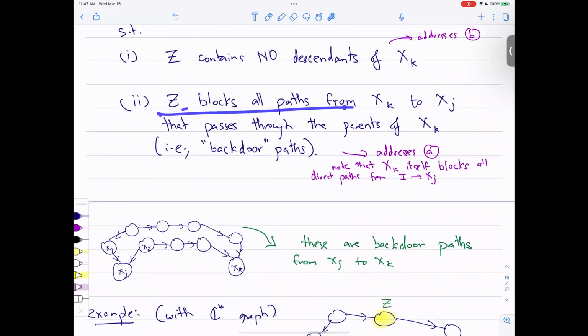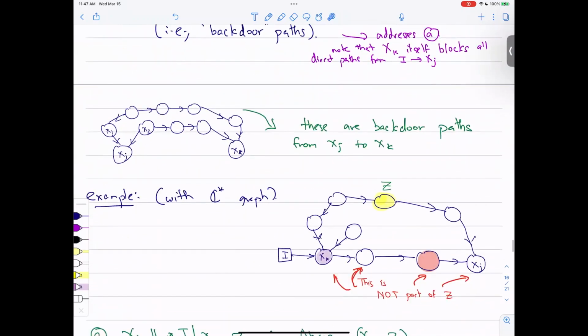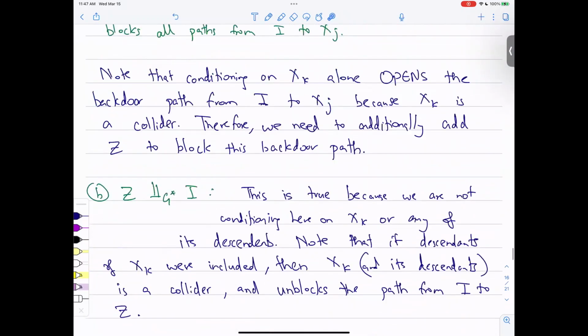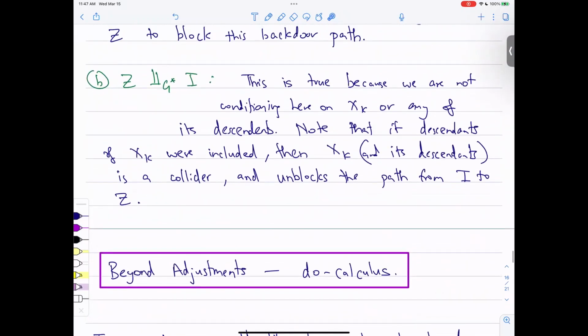Z blocks all backdoor paths. That is the condition on Z. You can't choose any Z. It needs to be a Z that blocks the path. So that conditioning will not block the path. Okay, so this is the backdoor criterion. There's yet another criterion. You see, this is all just graphical reasoning. That's the nice thing about adjustments.